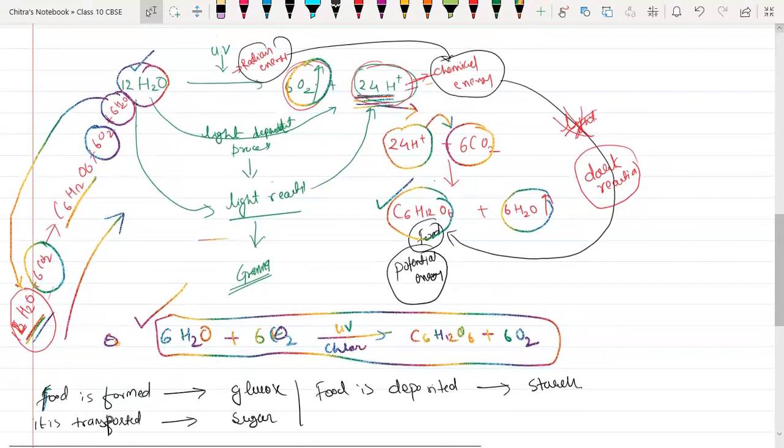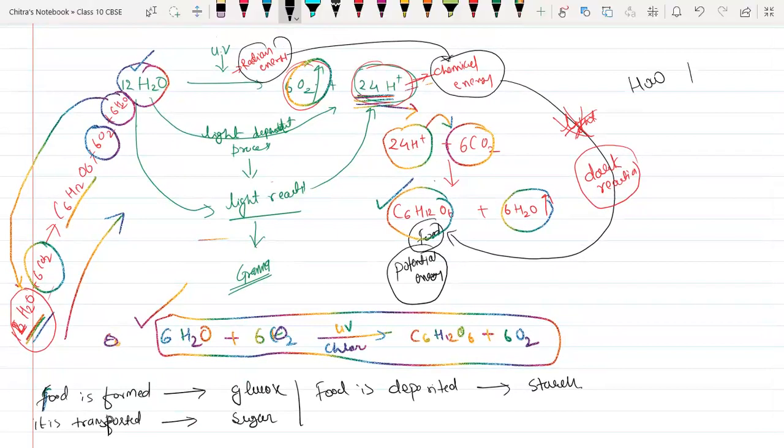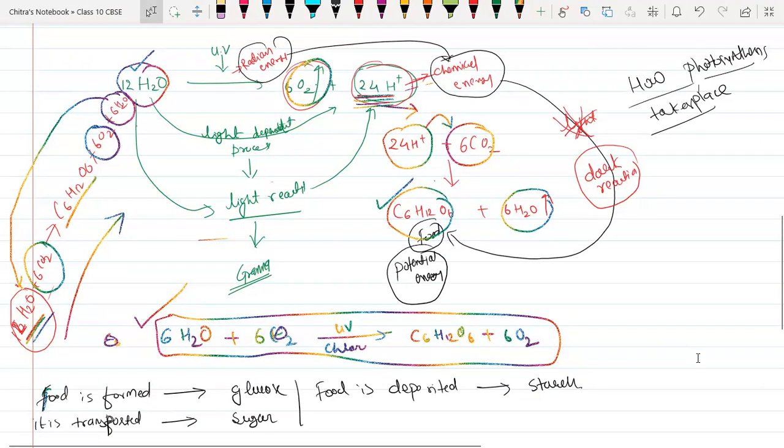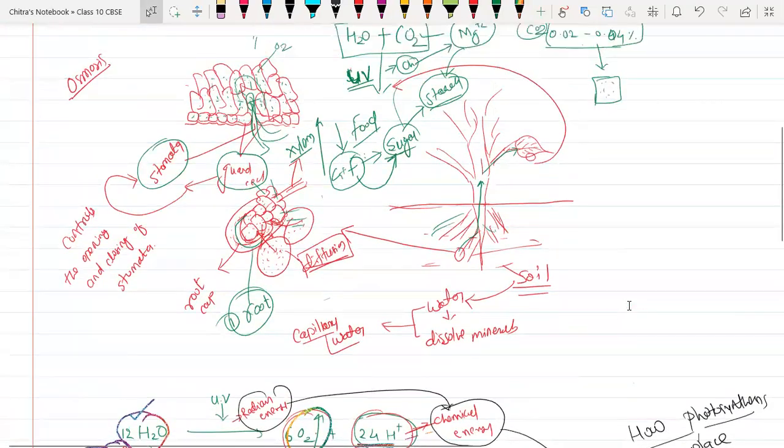Okay, so take a screenshot for that. This is the process, how photosynthesis takes place. Done, sir. Okay, so now you have to ask questions related to photosynthesis.